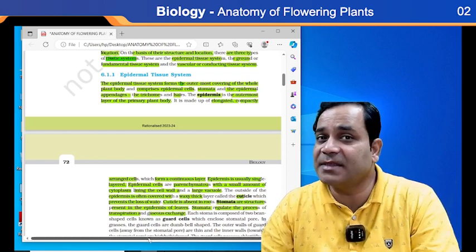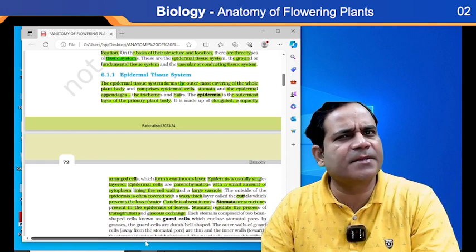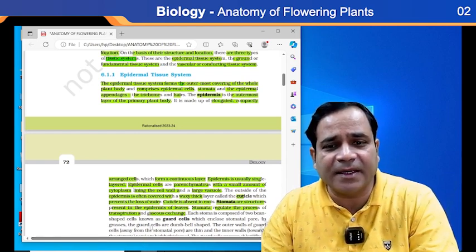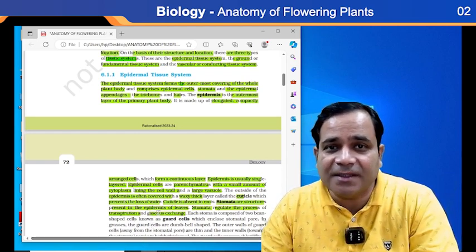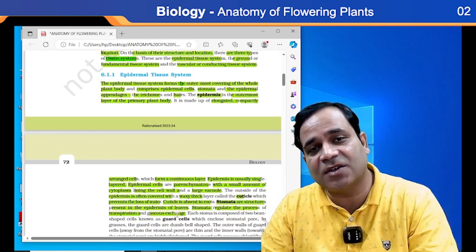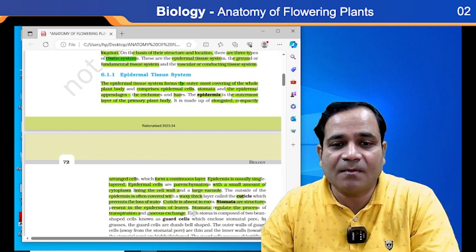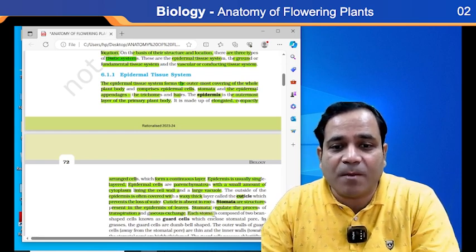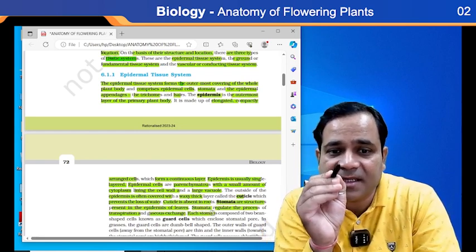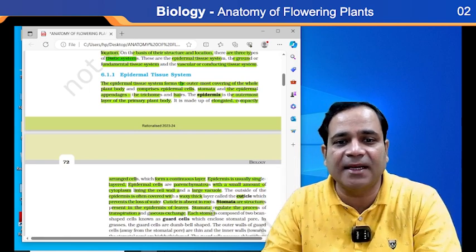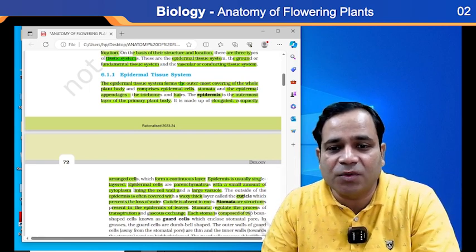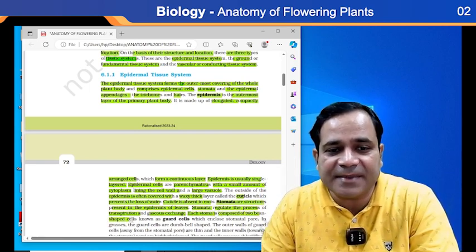So, if I ask which part of the plant is responsible for regulation of loss of water as well as the exchange of gases, you say, my dear, stomata. Right? So see, the term stoma is singular, and stomata is plural. Each stoma is composed of two bean-shaped cells.